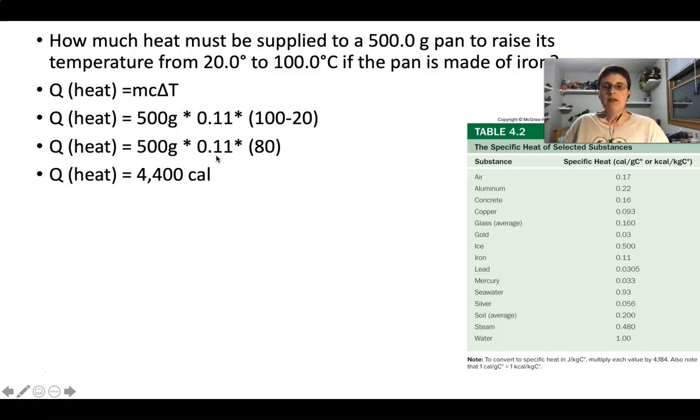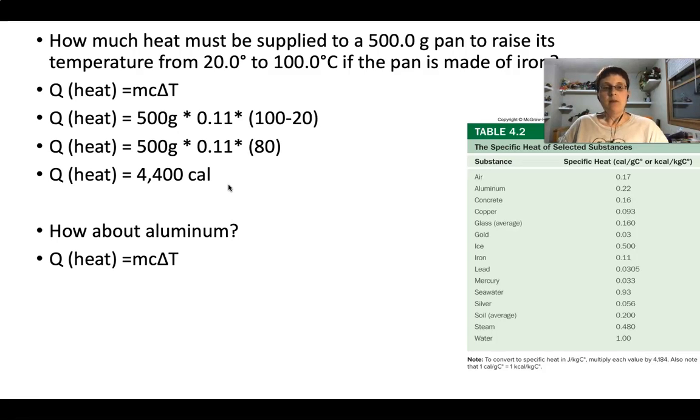And if we plug those values in and calculate it, we get 4,400 calories. So it's going to take 4,400 calories of heat in order to heat up that pan to the 100 degrees Celsius temperature. So the next part of this problem was, well, how about aluminum? What if the pan was made out of aluminum instead of iron? How much heat would it take to do that?